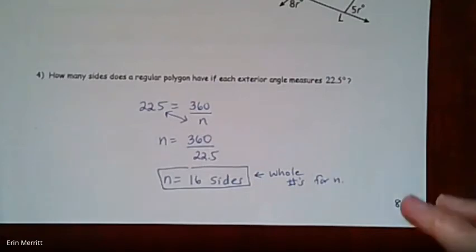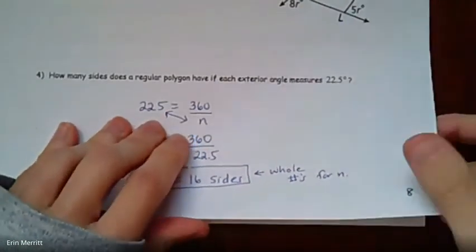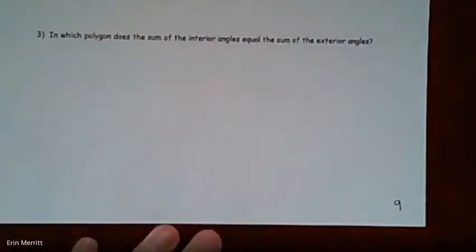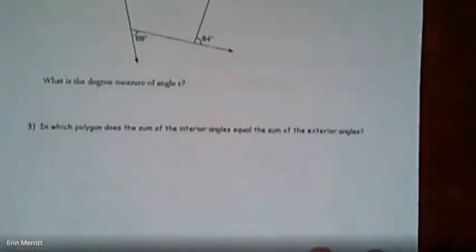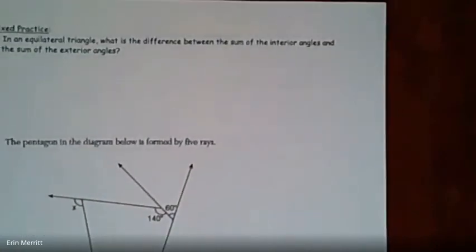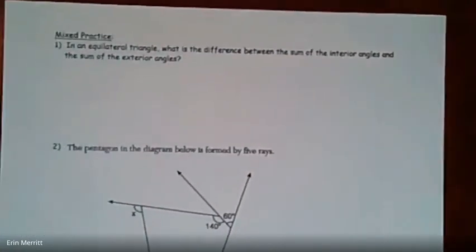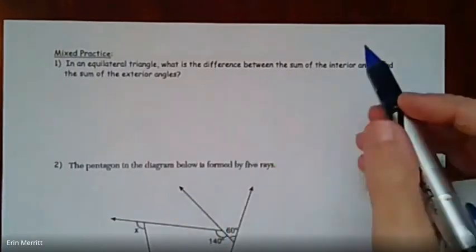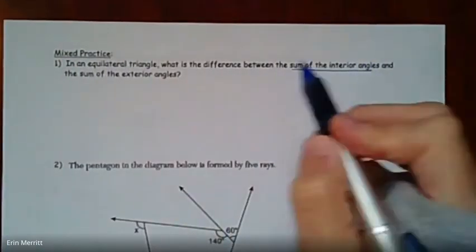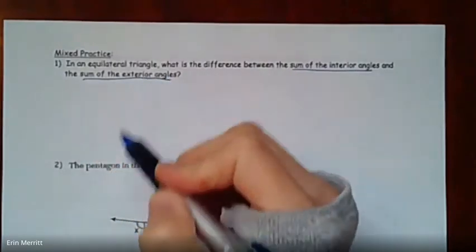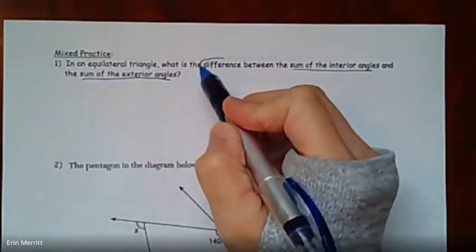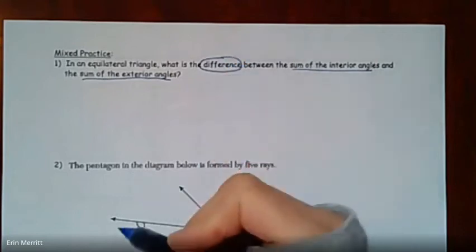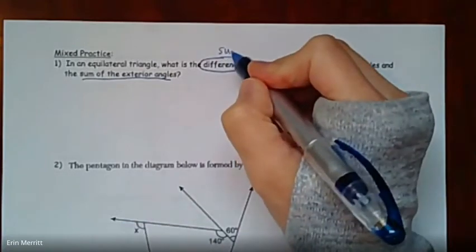Now, as we move into the next page, there's definitely some mixed practice. We'll pick a few to do together, and then a few we will save either for a post-video question or for a recap in class, right? For the very first one, it's saying, whoops, sorry, I'm off the screen. In an equilateral triangle, what's the difference between the sum of the interior angles and the sum of the exterior angles? So when it says, what is the difference? It literally means we want to subtract.